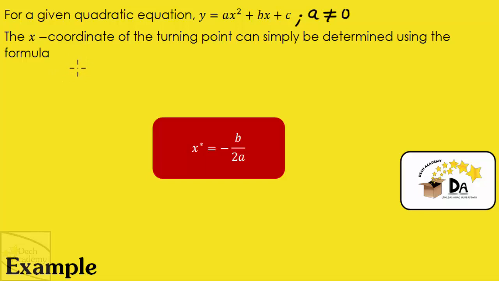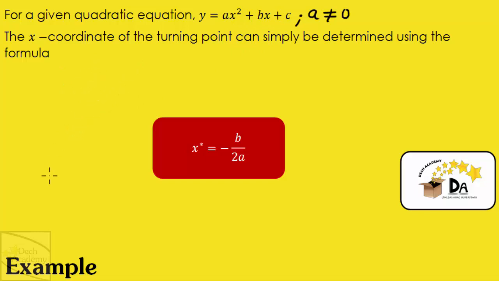To determine whether it's maximum or minimum, we might have to sketch the curve to see the shape. If it's a shape like this, we know that it has a minimum. If it's a shape like this, we'll know it has a maximum. There's also another shortcut formula for telling just from the equation, but I'm not going to go into that because that's outside the scope of your syllabus.